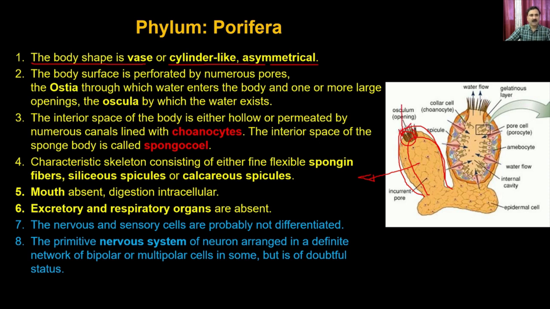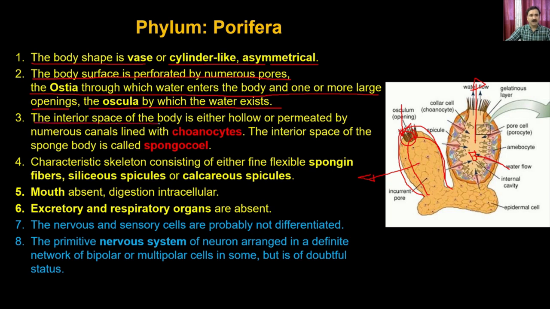The body surface is perforated by numerous pores, which are called the ostia, through which the water enters the body, and one or more large openings, the oscula, by which the water exits. Which means through the ostia, the water enters the body, and then from the osculum, the water goes out. In this process, whatever is present in the water, whether nutrients or other organisms, is filtered, and that's how sponges receive their nutrition.